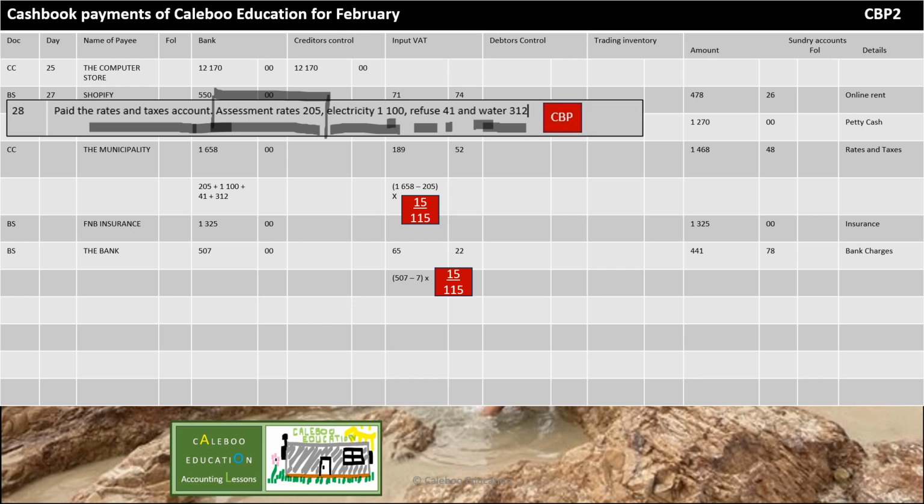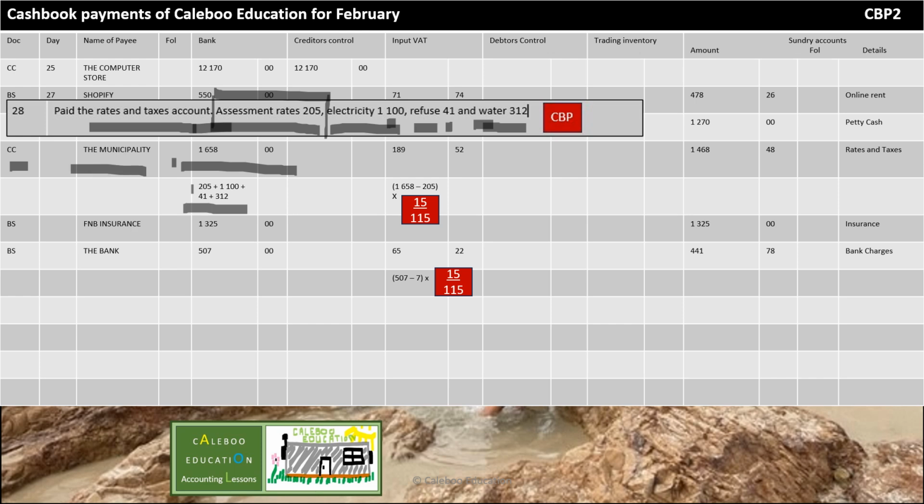So this gets a little bit tricky when we need to calculate the input VAT. But I will show you how to do it. Once I've shown you, it's easy. So the amount that comes out of our bank account is the total of the 4 items: 205 plus 1,100 plus 41 plus 312, and that gives us 1658. We're paying by a check. It's most probably done by EFT, but we'll leave this as a check.